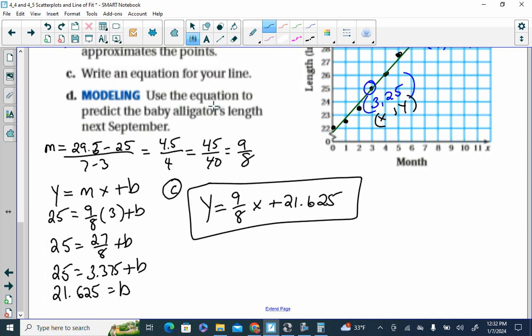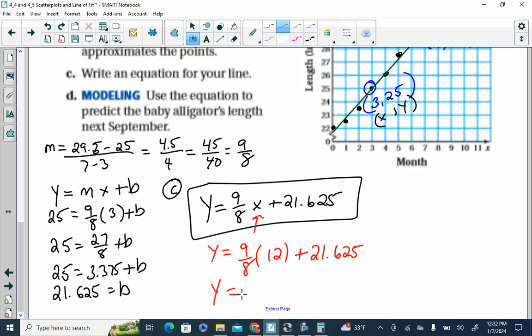And then it says, use the equation to predict the baby alligator's length next September. Well, September is 12 months, and our x values are the months. So to predict the length, it would be y is equal to 9/8 times 12 for the 12 months, plus the 21.625.